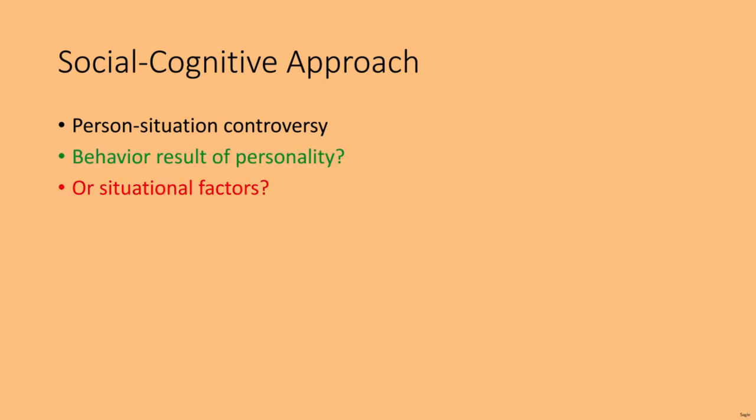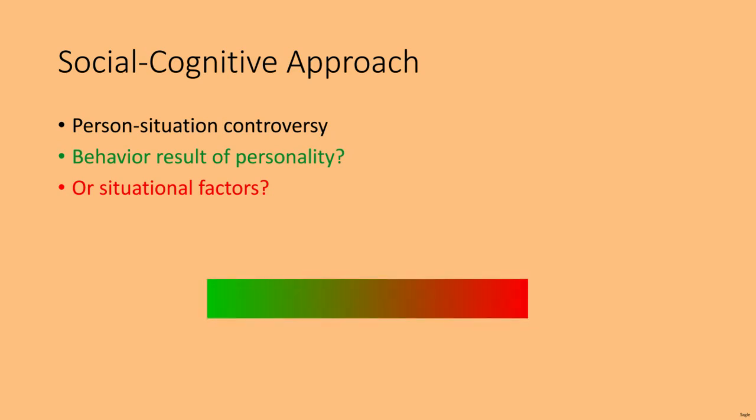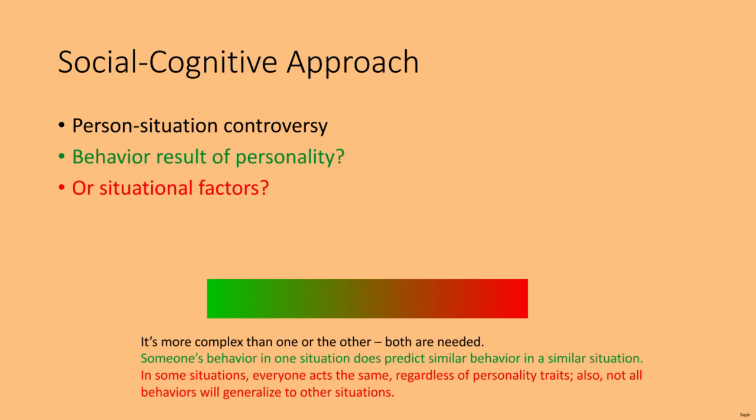So if we were to kind of color this red and color one green, of course it's going to be a mix. It's more complex than one or the other. There's going to be a blend. It is true, research has shown that someone's behavior in one situation does predict similar behavior in a similar situation, but in some situations everyone's going to act the same. Doesn't matter what mix of the big five traits that they have. And there are some behaviors that just won't generalize to other situations. They're just very specific.